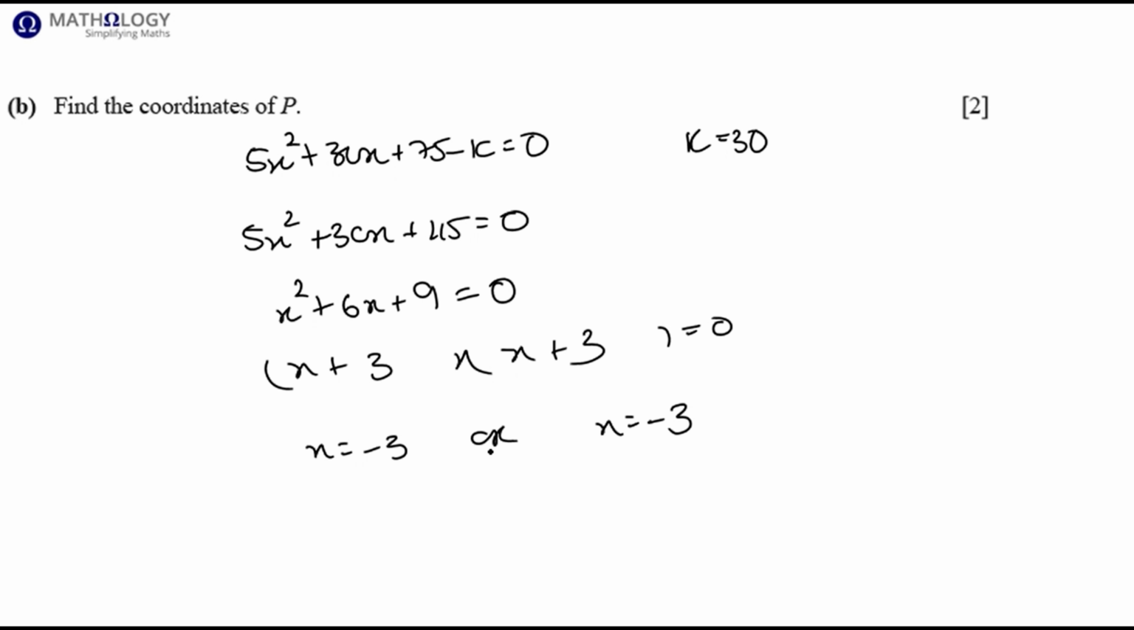It shouldn't be surprising that we have one x value, because the line is a tangent to the curve and there's clearly only one point of intersection. Now, to find the y-coordinate of the point of contact between the tangent and the curve, we're going to substitute this back into the straight line, y equals x plus 5. So y equals minus 3 plus 5, which is 2. So the point of contact, P, will be the point (minus 3, 2).